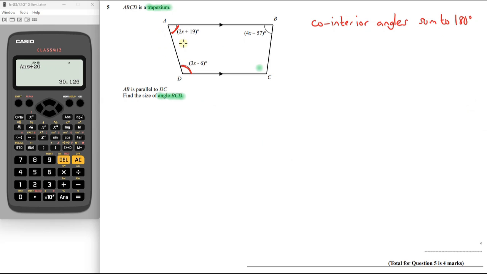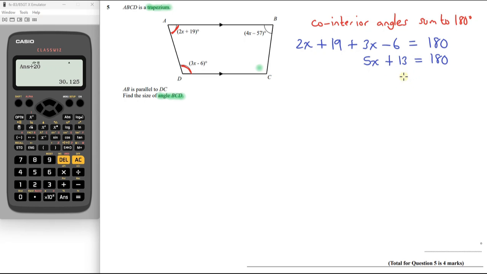So we can write an expression for these two angles and then write that as an equation which is equal to 180. So we can say that 2x plus 19 plus 3x minus 6. So when we add these two angles together, well, that is equal to 180. So now we can just solve this equation. 2x plus 3x is 5x. And then we've got plus 19 minus 6. Well, that's plus 13. And that is equal to 180 degrees.